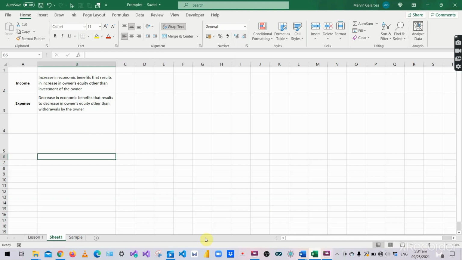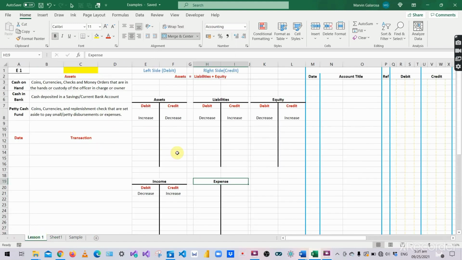Balikan natin yung mga key accounts. If expense directly affects equity, pero yung effect niya na yun is opposite ng income, saan ang magiging increase or decrease ni expense? Gawin mo, mag-refer ka lang sa income, pero dapat opposite. Kabaliktaran.